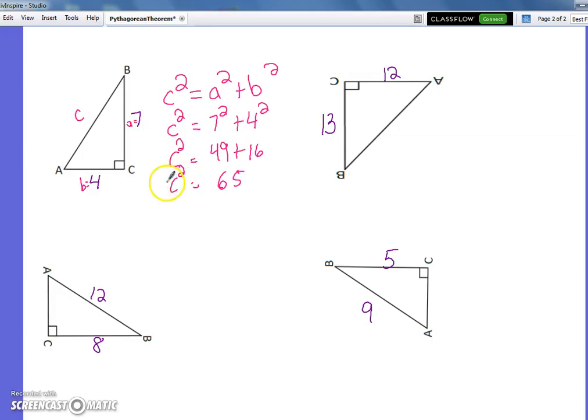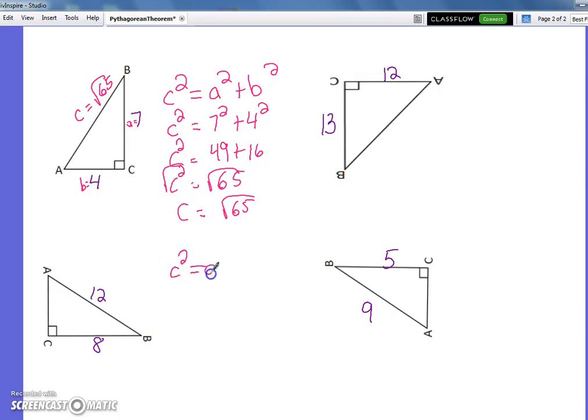And how do you solve this? Well, now you take the square root of both sides. So c equals the square root of 65. Now, normally, when you take the square root of both sides, it's plus and minus. But remember, we're talking about the length of the side of a triangle. You can't have a negative length. So in this problem, c is the square root of 65. And if I ask you for a decimal, then you would say 8 point something, 8.1, and whatever the decimal is for that. All right, let's try another one.